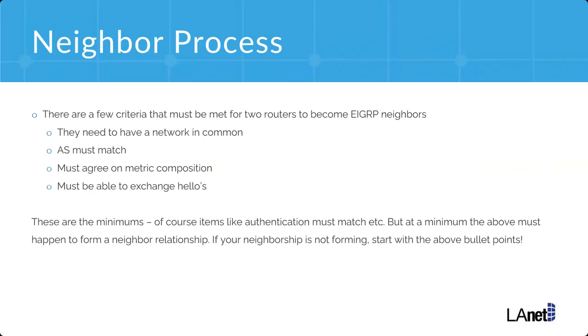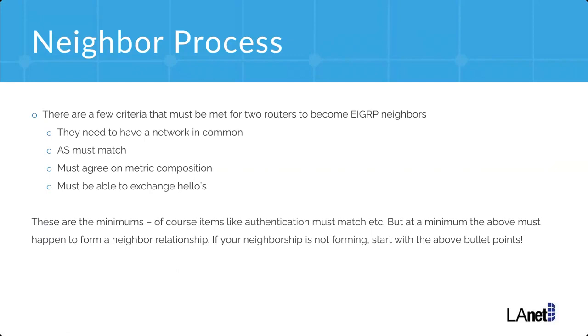There's really just a couple of things that are required for two routers to become neighbors. You have to have a network in common. Generally speaking, this is different in BGP, but in most interior protocols, you cannot become neighbors unless you have a common network, a wire in between those two, a directly connected interface that you share. Your autonomous system number must match.